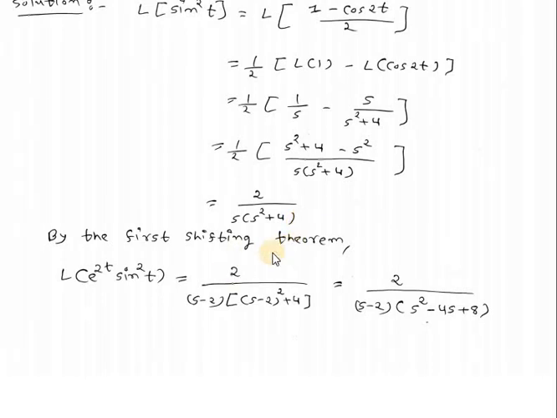So by first shifting theorem, Laplace of e raised to 2t into sine square t will be 2 divided by (s minus 2) in bracket (s minus 2) whole square plus 4. Here we will replace s by s minus 2. If we simplify it, then it will be 2 divided by (s minus 2) in bracket s square minus 4s plus 8. So this is our final answer.